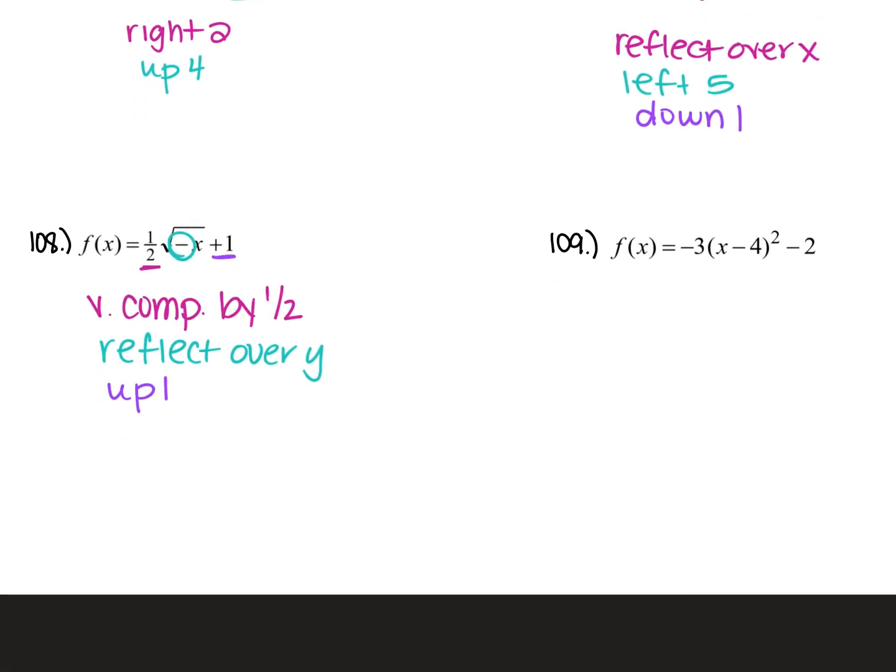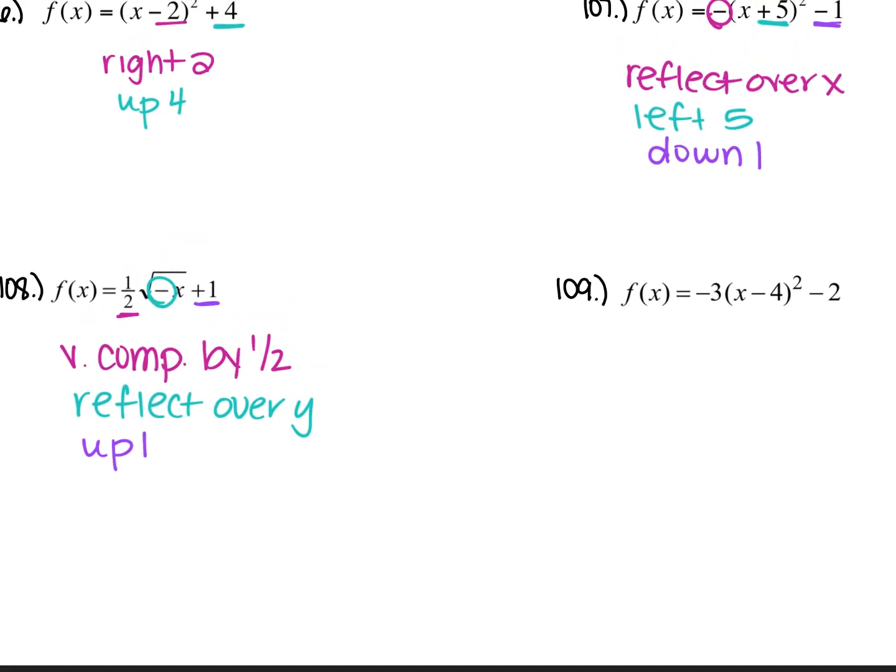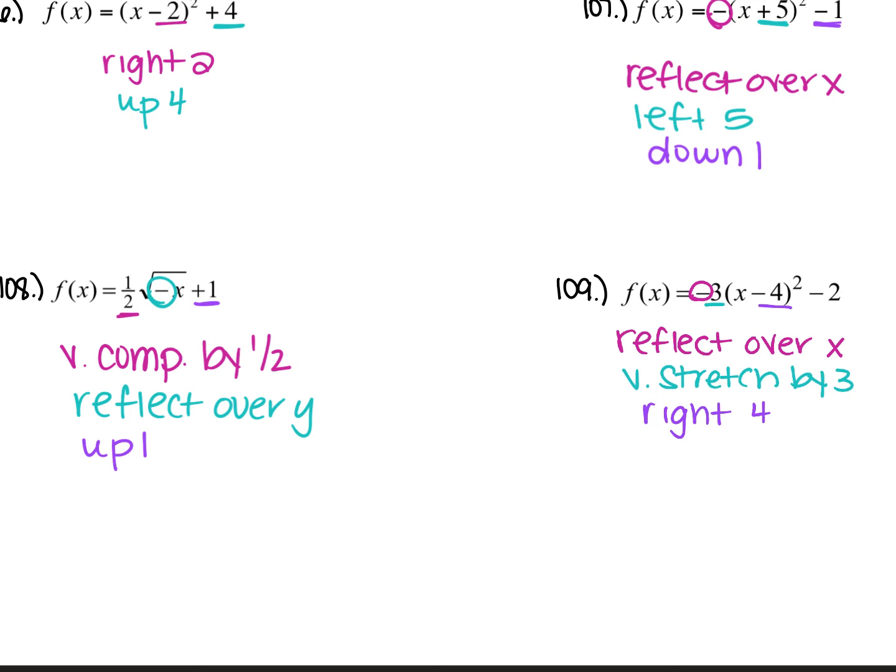For 109, you have f of x is equal to negative 3 times (x minus 4) squared minus 2. This has a little bit more going on with it. You're going to start with that negative. It reflects over your x-axis. The 3 is on the outside in front of, so it's a number greater than 1. We have a vertical stretch by a factor of 3. We're going right 4 and down 2.